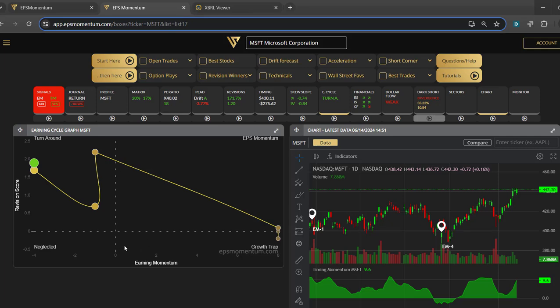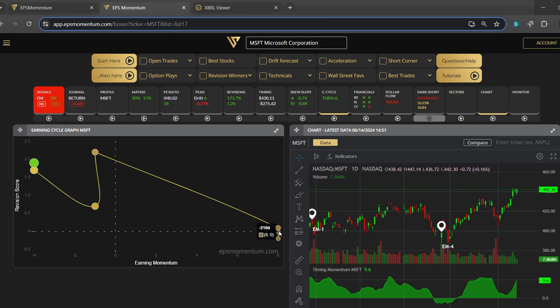It doesn't always happen clockwise. Sometimes it's a little bit messy here and there, going left, right, and up and down. But it's very useful to see where the stock is in these quadrants. So here we have Microsoft, which started in the growth trap, high momentum collapsed, then the revision starts to go up, and possibly it'll go into the EPS momentum.